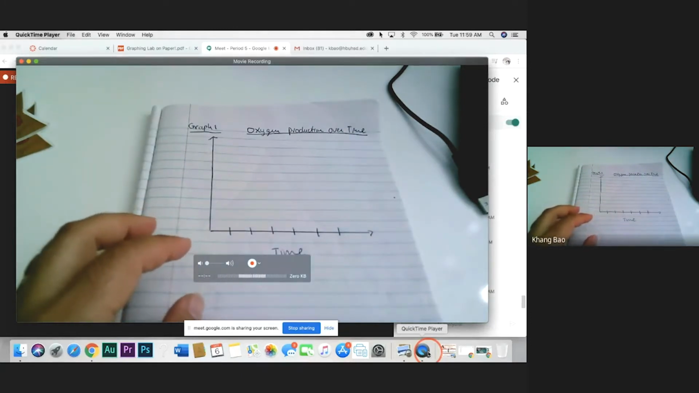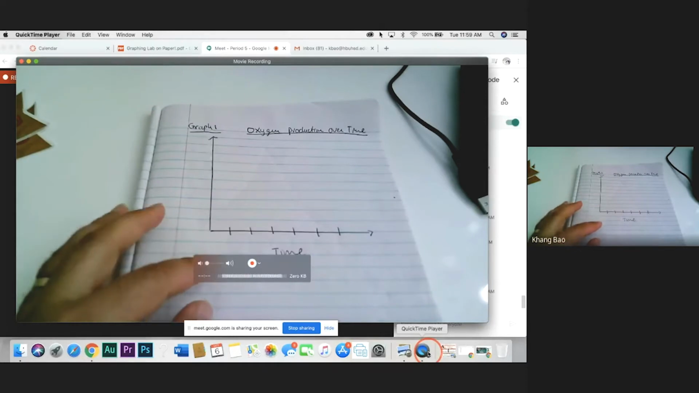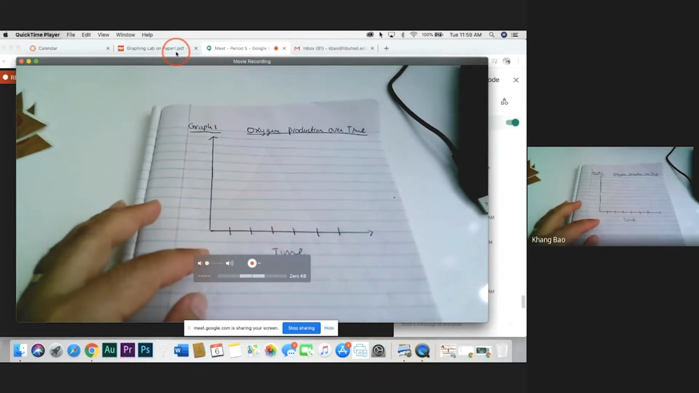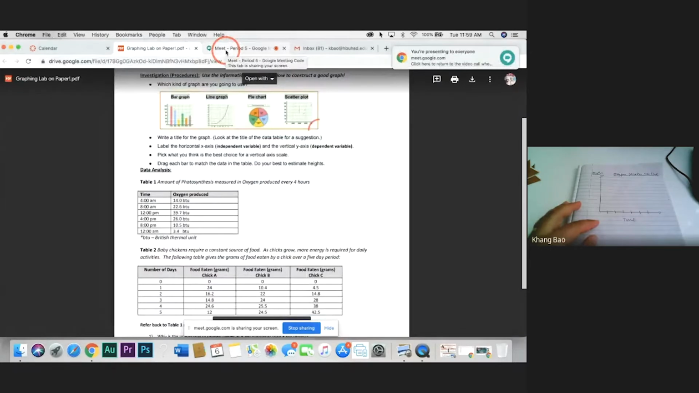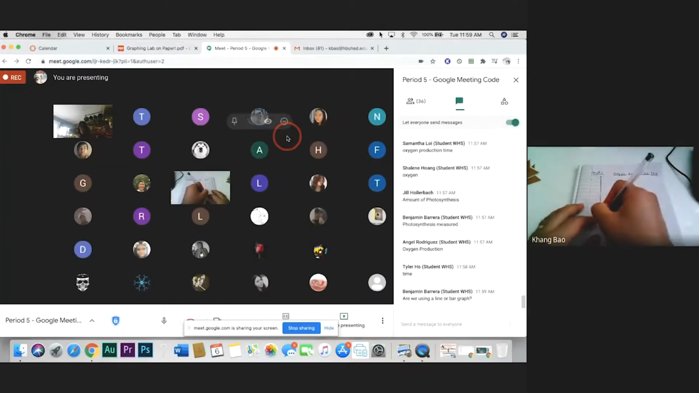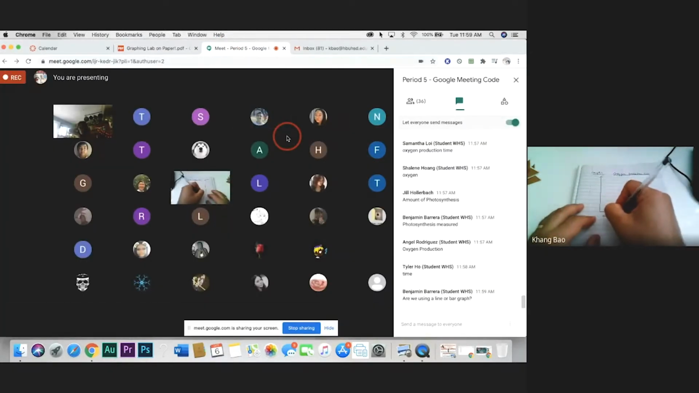And then the next thing is I'm going to label whatever I see from the data table. What times do they want me to label? 4 a.m., 8 a.m., 12 p.m., 4 p.m., 8 p.m., and 12 a.m. Okay. So that's what they want me to label. So go ahead. All right, Benjamin, just wait for me a second. Right now we're labeling the graph first.